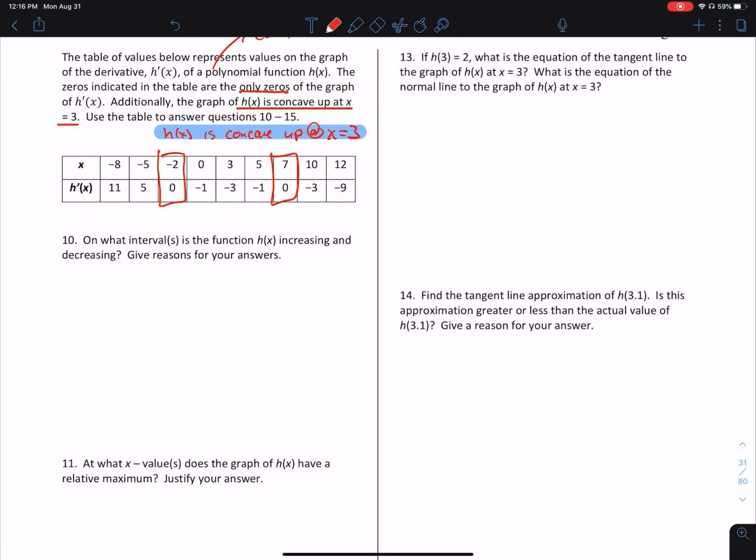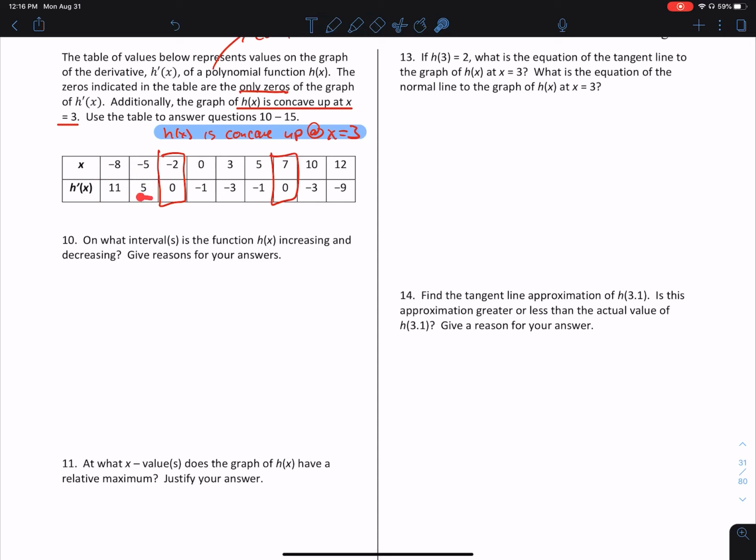Question 10. I'm supposed to use this table to answer questions 10 through 15. On what intervals is the function h increasing and decreasing? Give a reason for your answer. This table is h prime. I think you would agree that according to this table, h prime is positive here and here. So since there's no other zeros of this graph, h prime is positive here.